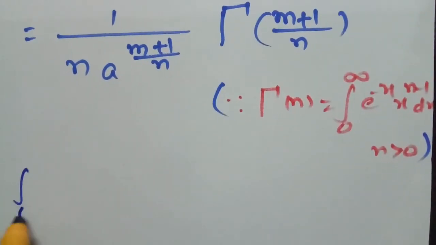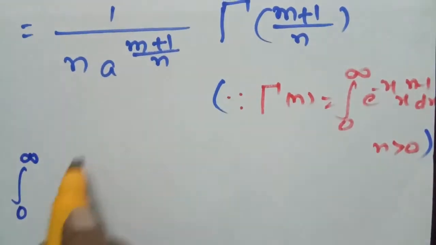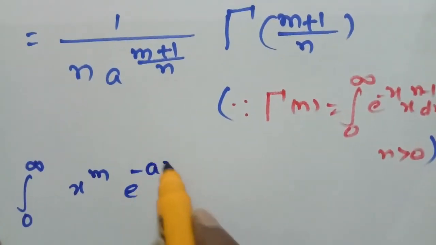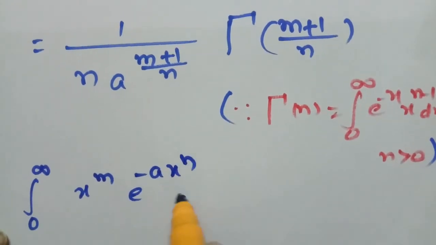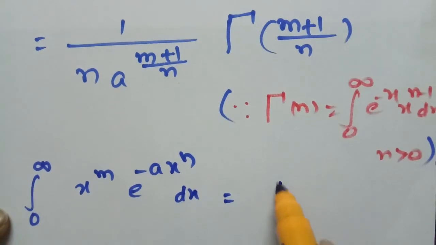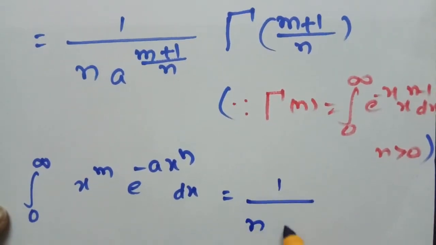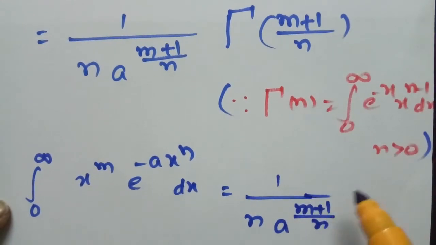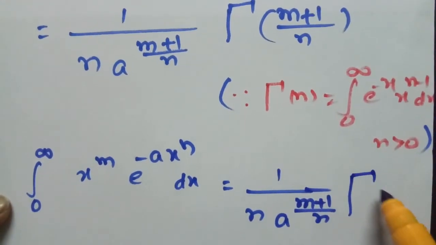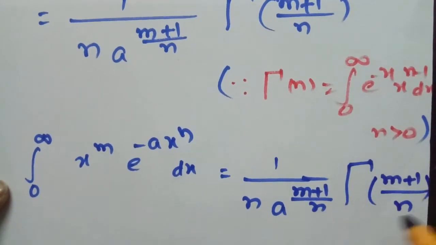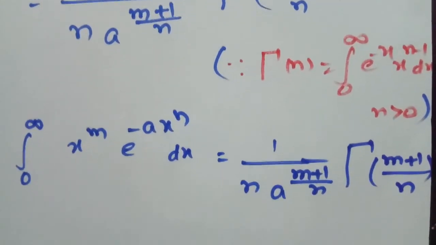Therefore, integral 0 to infinity x power m into e power minus a into x power n dx is equal to 1 by n into a power m plus 1 by n into gamma m plus 1 by n. This is our required answer.